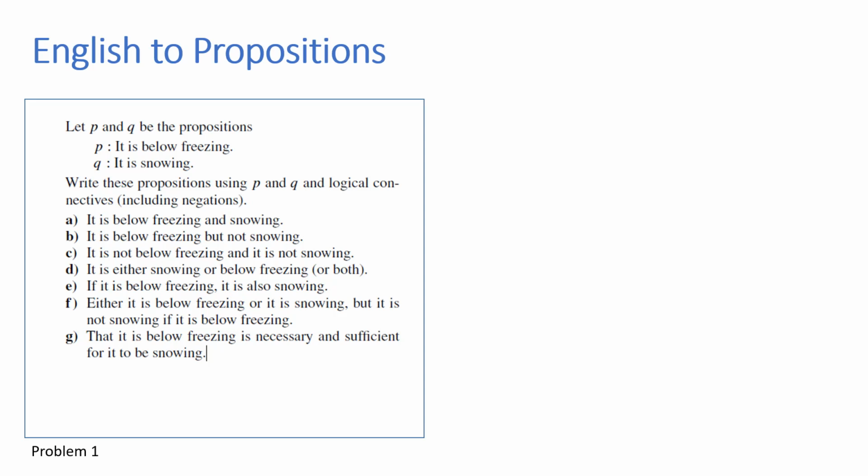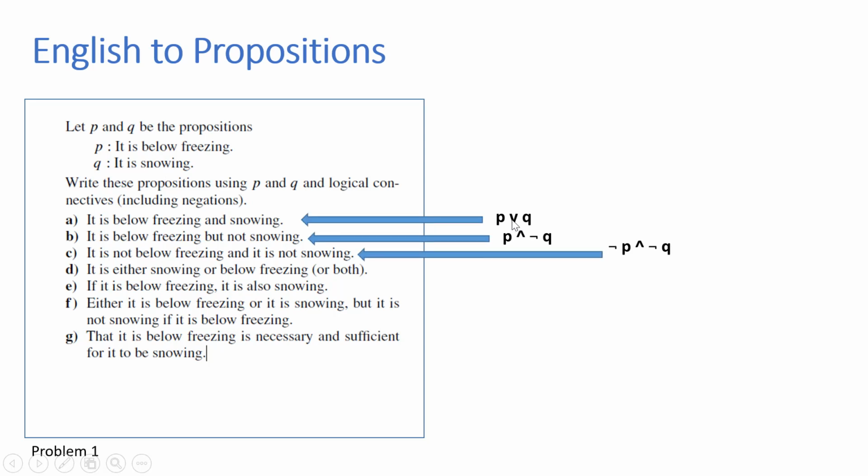Let P and Q be propositions. P is "it is below freezing," and Q is "it is snowing." Write these propositions using P and Q and logical connectors, including negations. It is below freezing and snowing. This means it's P and Q. Oh, it should be P and Q. So this should be P and Q, okay. Keep that in mind. I will make a change here.